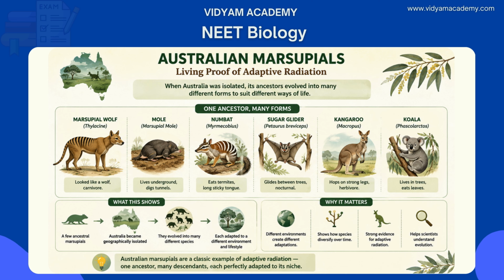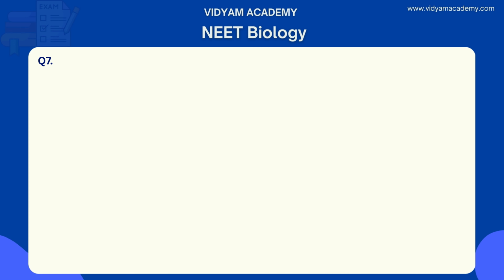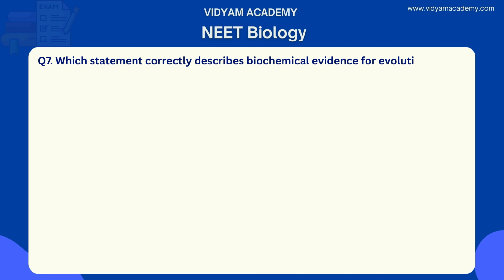The key point: adaptive radiation explains the diversity within marsupials. Convergent evolution explains why marsupials look like their placental counterparts. That's why option D is the right answer. Next, move to question number 7. Which statement correctly describes biochemical evidence for evolution?